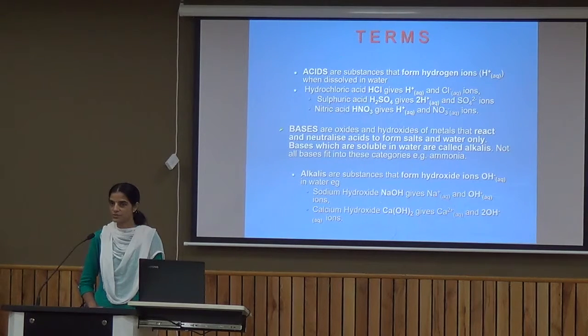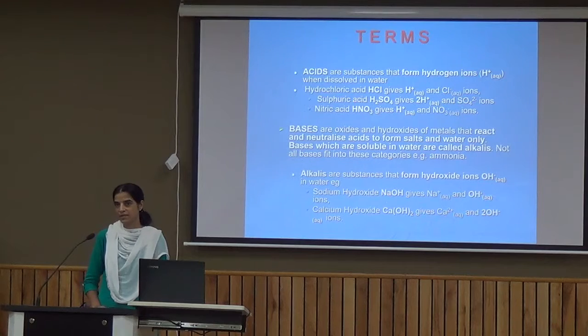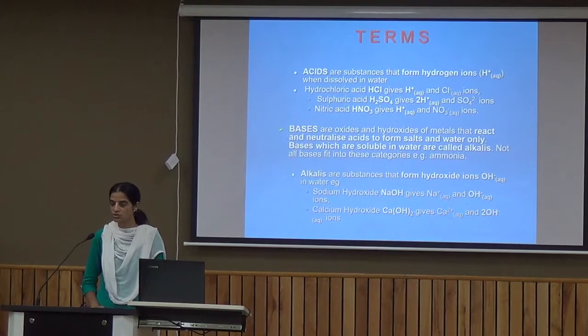Acids are substances that form hydrogen ions when dissolved in water. In this category, we can place substances like hydrochloric acid, sulfuric acid, nitric acid, etc. Hydrochloric acid, when dissolved in water, results in the production of hydrogen and chloride ions. Nitric acid, dissolved in water, results in the formation of hydrogen and nitrate ions.